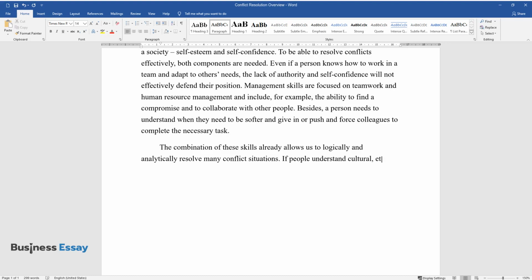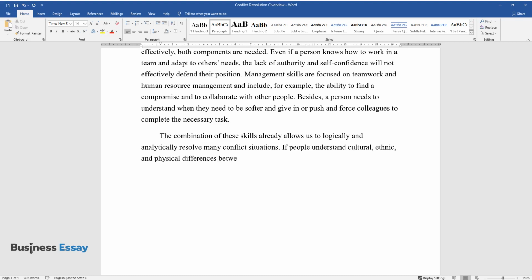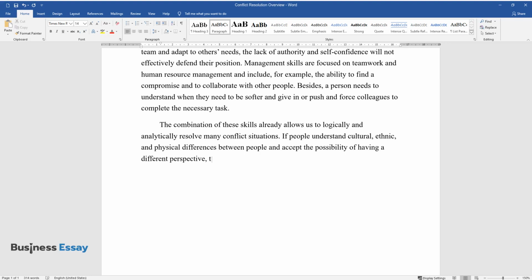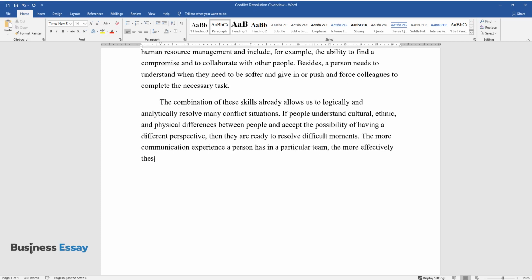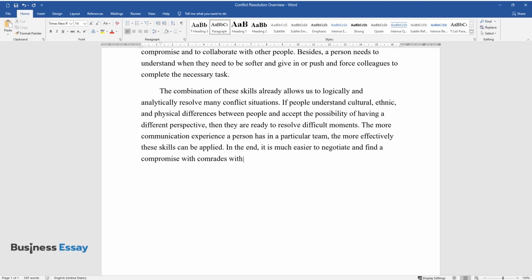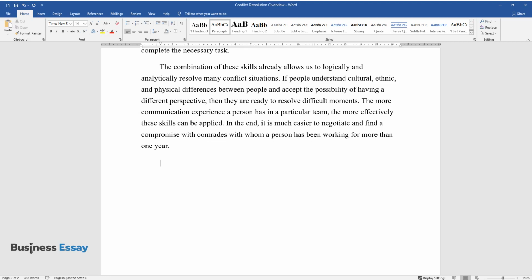If people understand cultural, ethnic, and physical differences between people and accept the possibility of having a different perspective, then they are ready to resolve difficult moments. The more communication experience a person has in a particular team, the more effectively these skills can be applied. In the end, it is much easier to negotiate and find a compromise with comrades with whom a person has been working for more than 1 year.